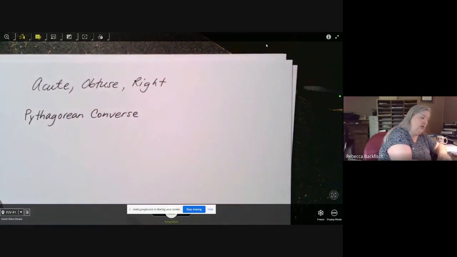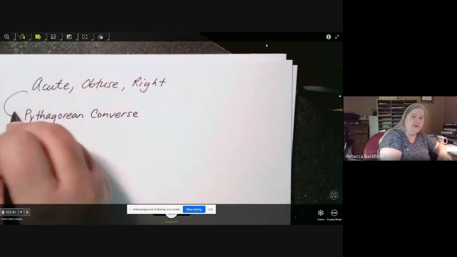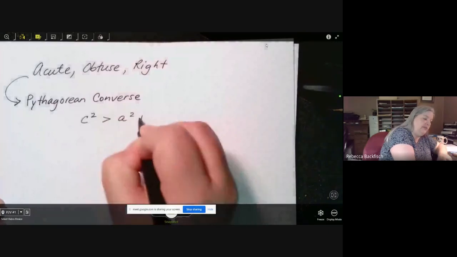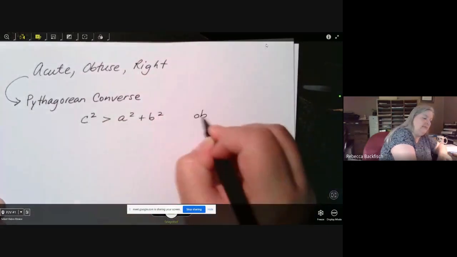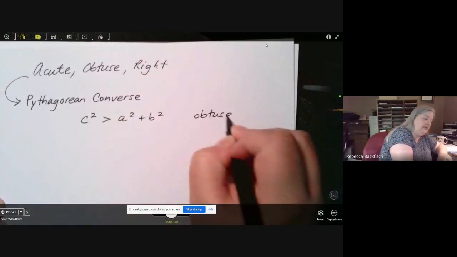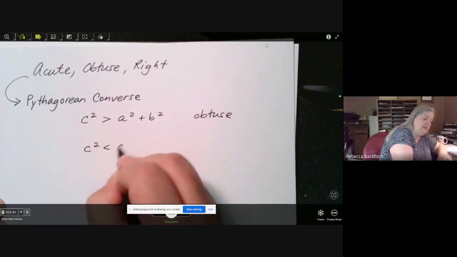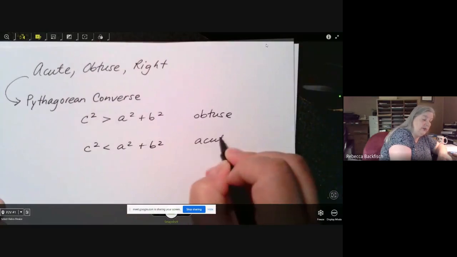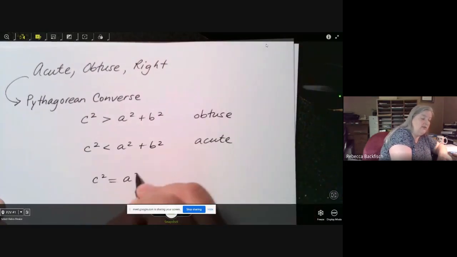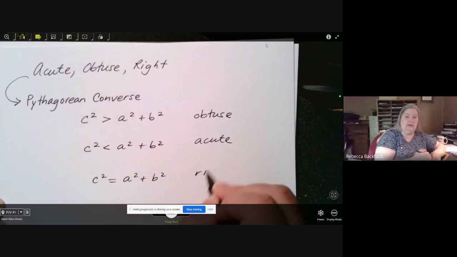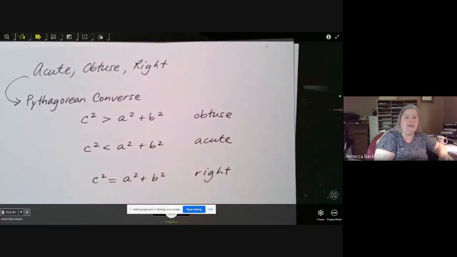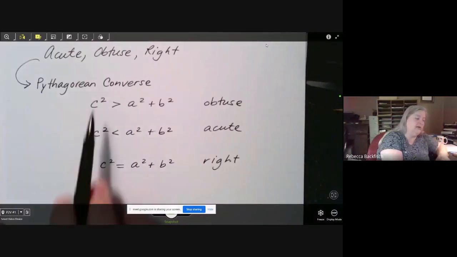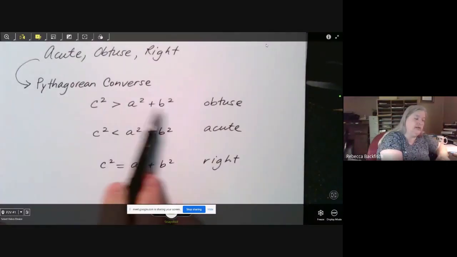And what the Pythagorean Converse says is, if c squared is greater than a squared plus b squared, it's obtuse. If c squared is less than a squared plus b squared, it's acute. If c squared is equal to a squared plus b squared, it's right. Okay, so this is what we want: we want to be able to compare c squared to the sum of a squared and b squared.